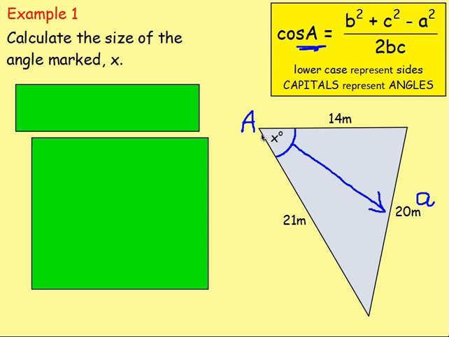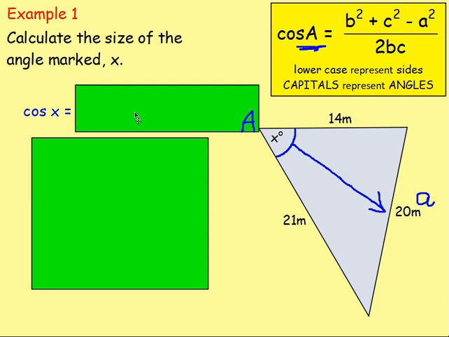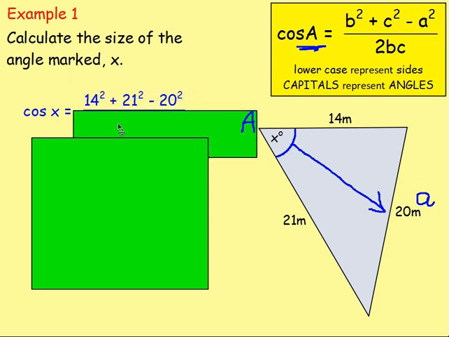So we've got cos A equals, but because we're calling this angle X, I'd probably go with cos X equals b squared plus c squared minus a squared. Remember, the b and the c, it doesn't matter which one is which. One of them is 21, one of them is 14, and we're taking away a squared. Remember, the 20 is a. So we've got the 14 squared and the 21 squared. We're adding them together, and we're taking away the 20 squared.